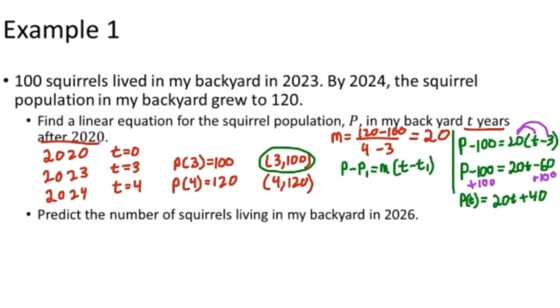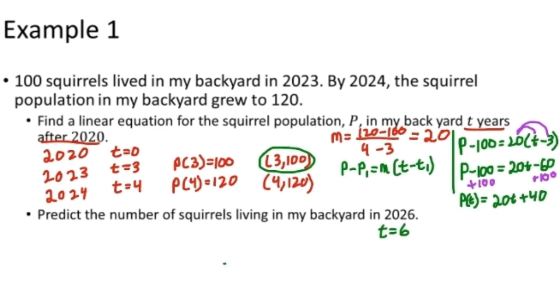We want to predict the number of squirrels living in the backyard in 2026. Now, this is where, again, we have to be careful with what T represents. T represents the number of years after 2020. So if I'm talking about the year 2026, I'm not replacing T with 2026. The year 2026 would be represented by T equals 6, since 2026 occurs 6 years after 2020.